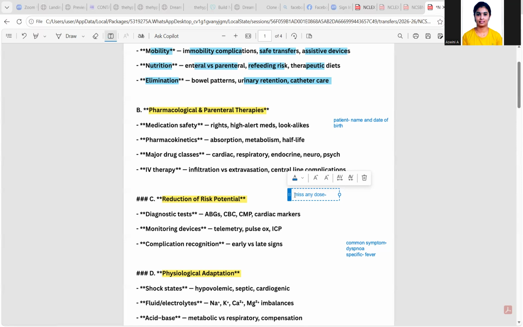And one more thing: if it is insulin, of course we can check the blood sugar, and if the blood sugar is low or high, we can manage accordingly. Be careful that if it is insulin, the food should be ready. Otherwise, the client will go into hypoglycemia. So these are common things we have to keep in mind.